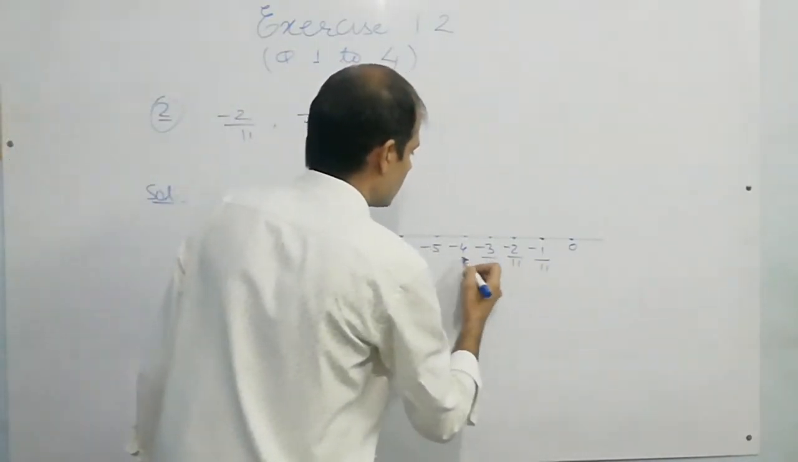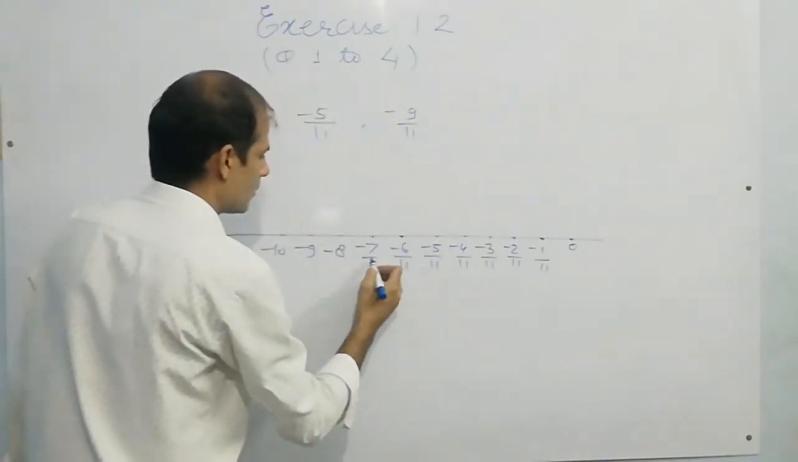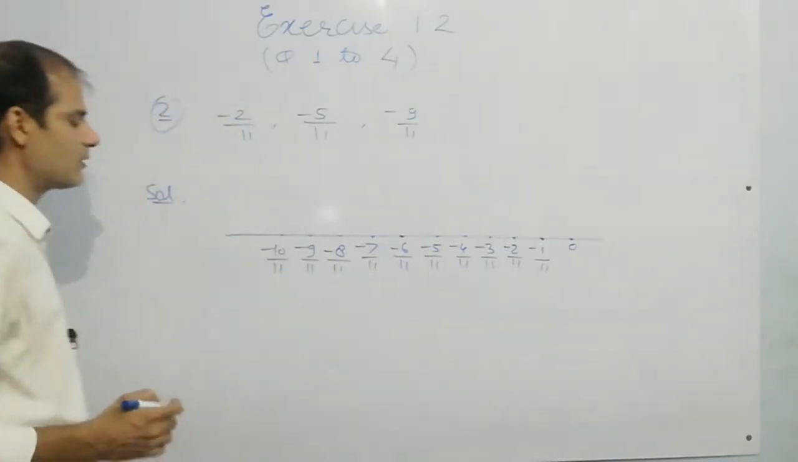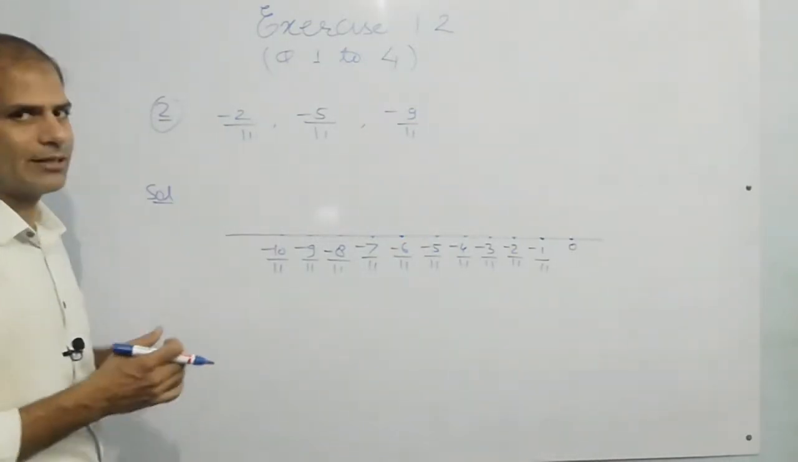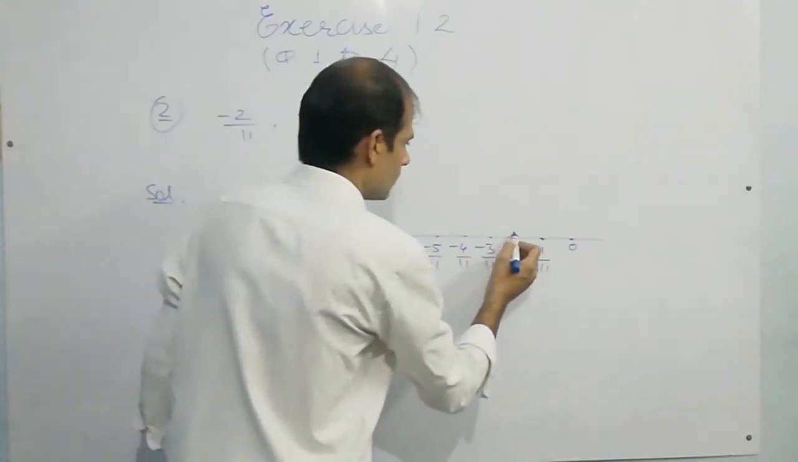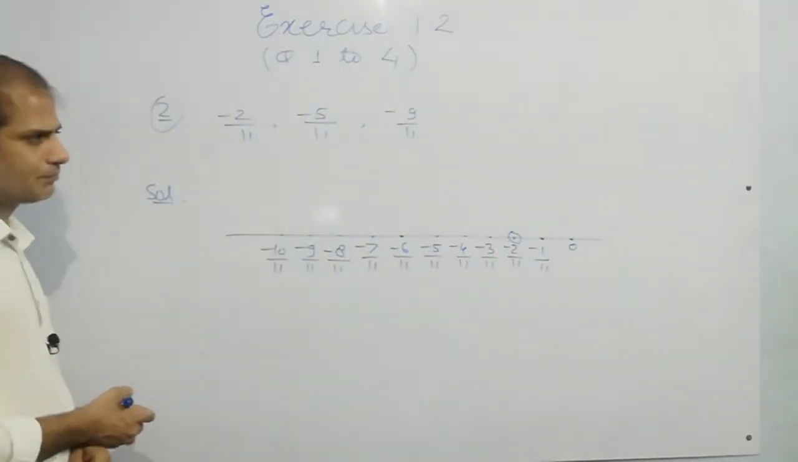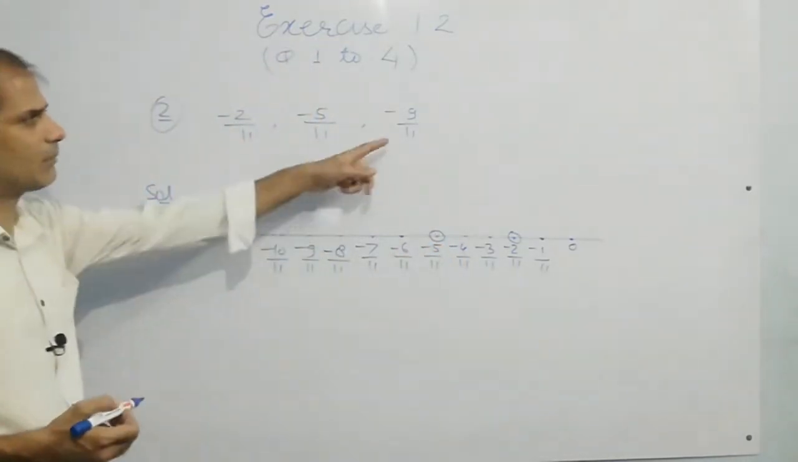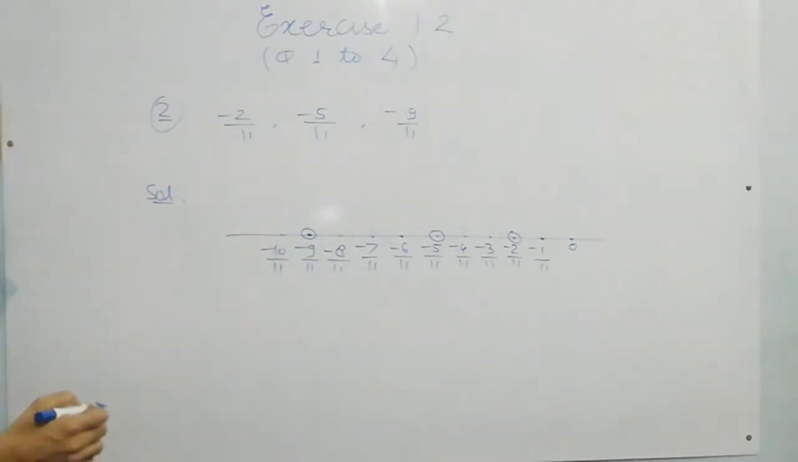2 upon 11, 3 upon 11, 4 upon 11. So one by one you have to write the 11 as denominator for every integer. Now you can see that where is -2 upon 11? This is the required number. Next is -5 upon 11. This is the required number, and finally -9 upon 11. This is our required number.